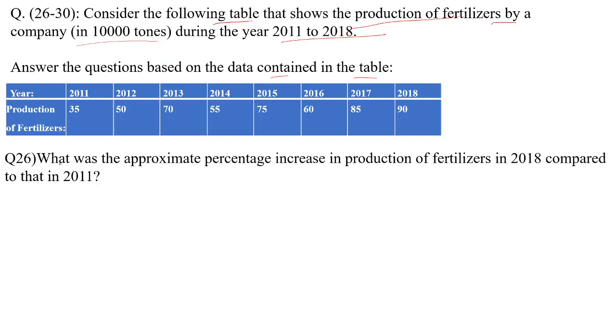So question number 26 says, what was the approximate percentage increase in the production of fertilizers in 2018 compared to that in 2011? So we will see this value and this value. We have to tell the difference. So it is 90 minus 35 compared to 2018.